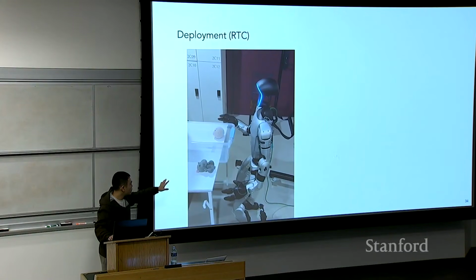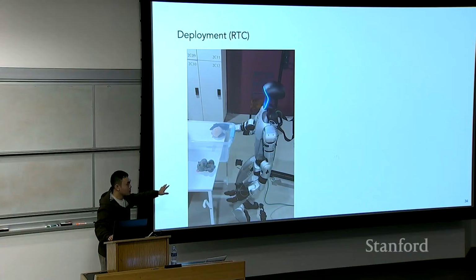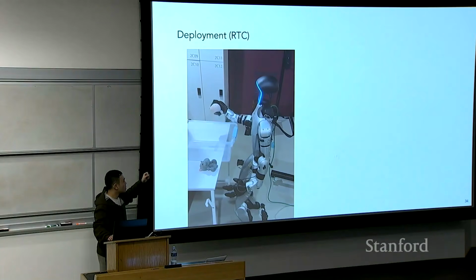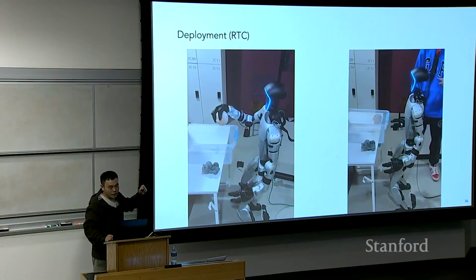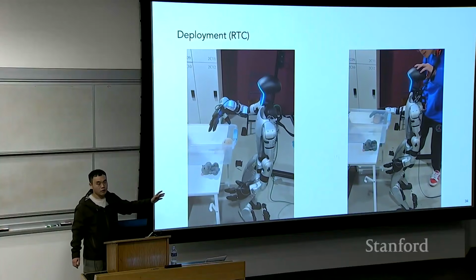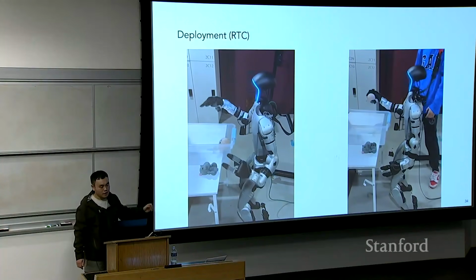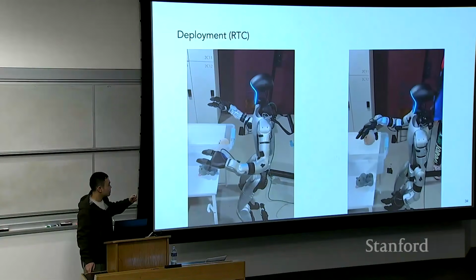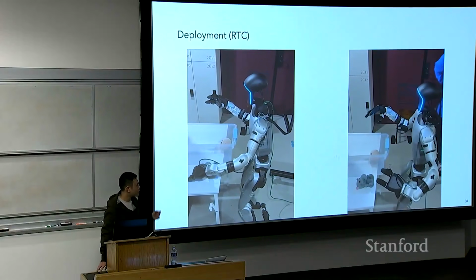Here is the original system without real-time control. As you see, there's always a pause between actions. And on the left, it's the system with real-time control capability. As you see, the motion, the action is very smooth and very continuous.